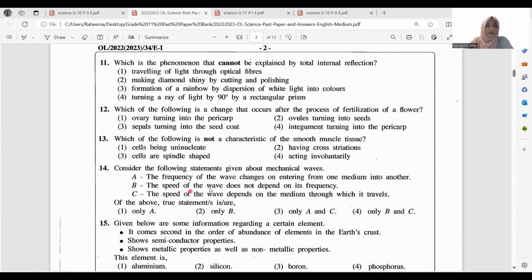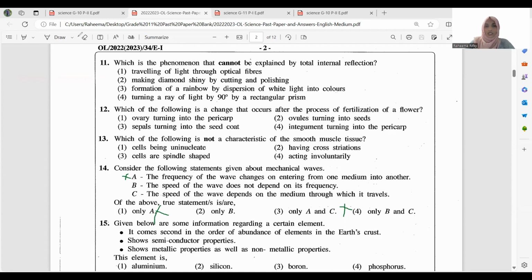We'll go. The frequency of the wave changes on entering from one medium into another. There is a fact: frequency never changes according to the medium. It changes according to the source that is producing the wave. So whatever source produced the wave, the frequency is according to that only. It's not according to the medium. So actually, statement A is wrong. They're asking for the true statement, so we can cut this off. Now we have a 50-50 answer. Maybe B, and we'll see C.